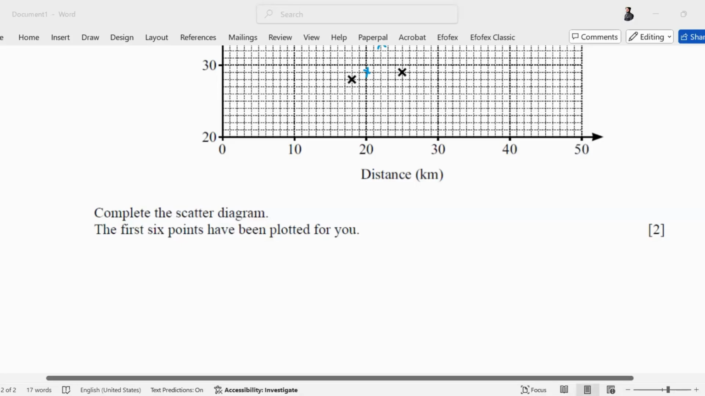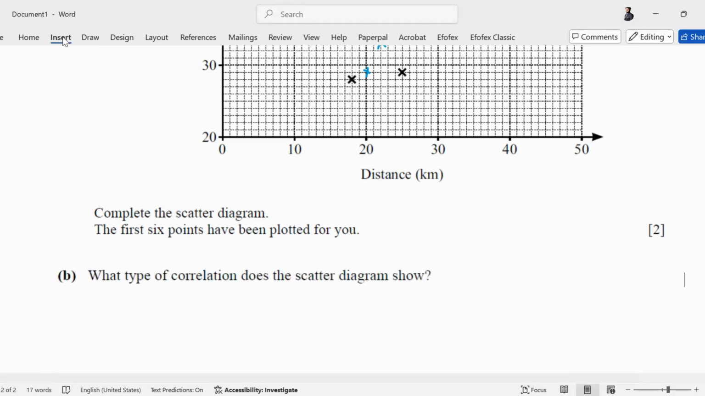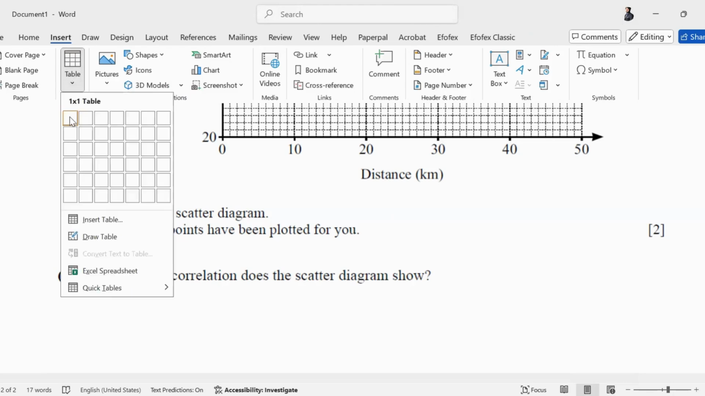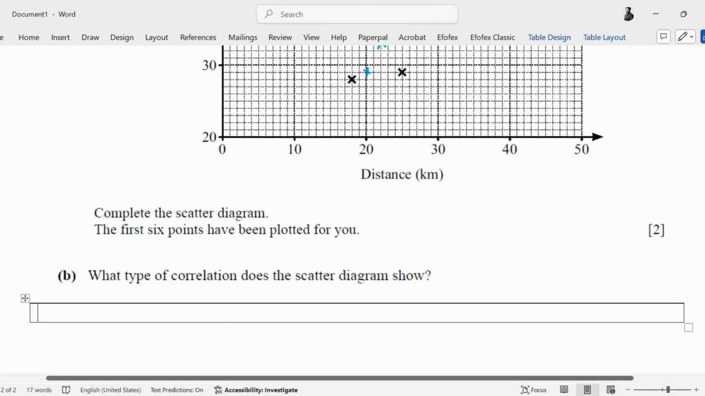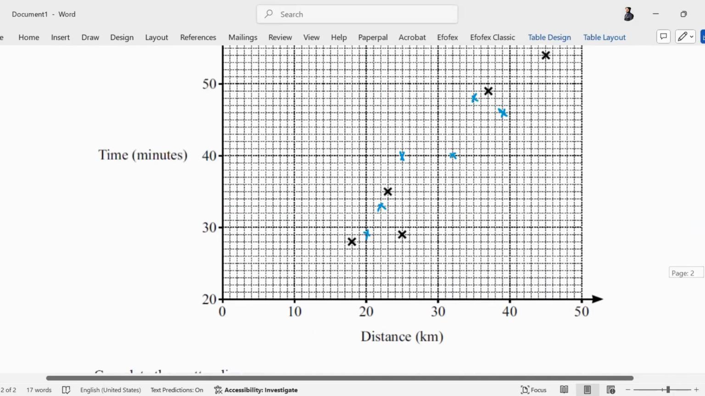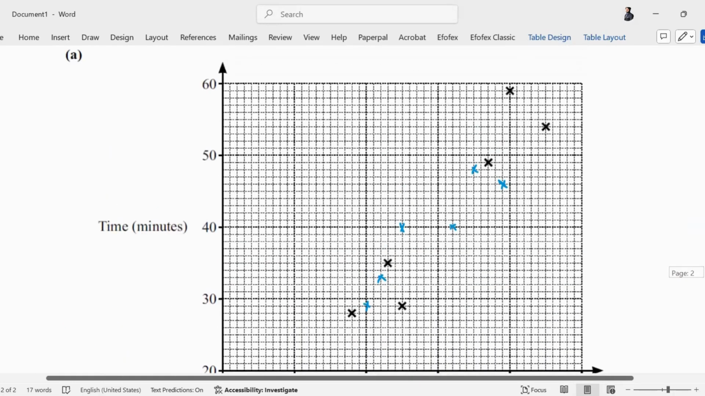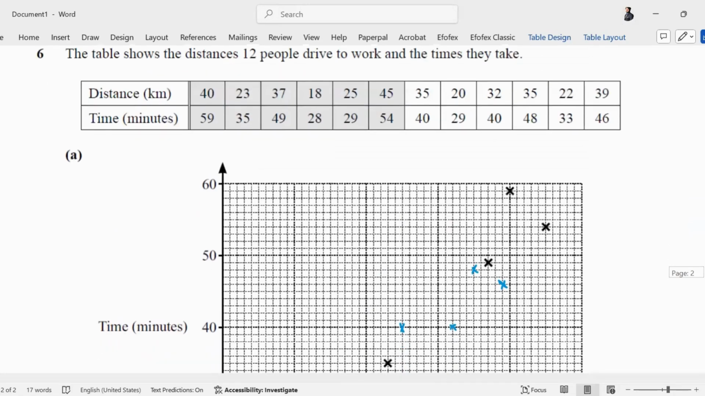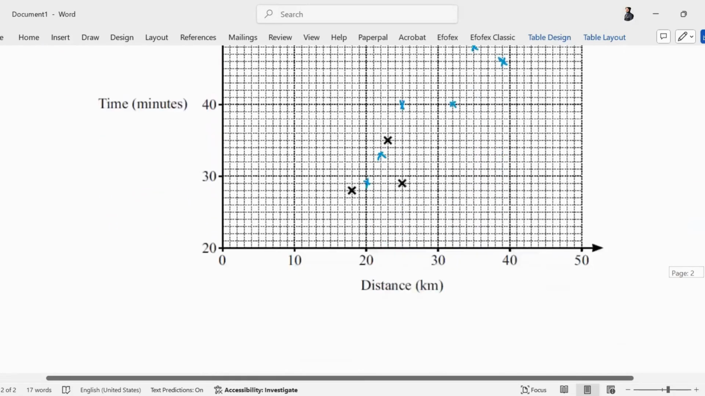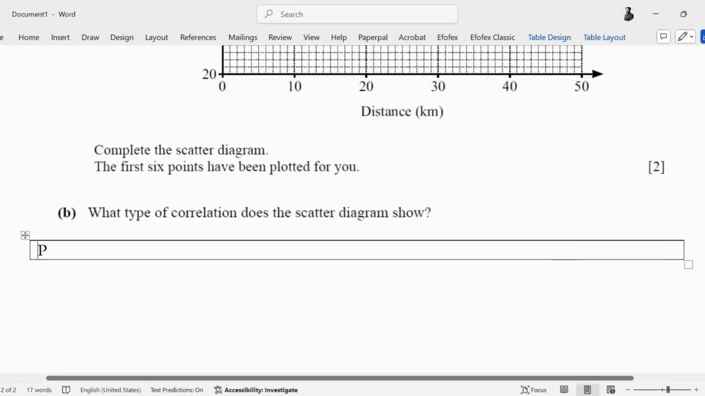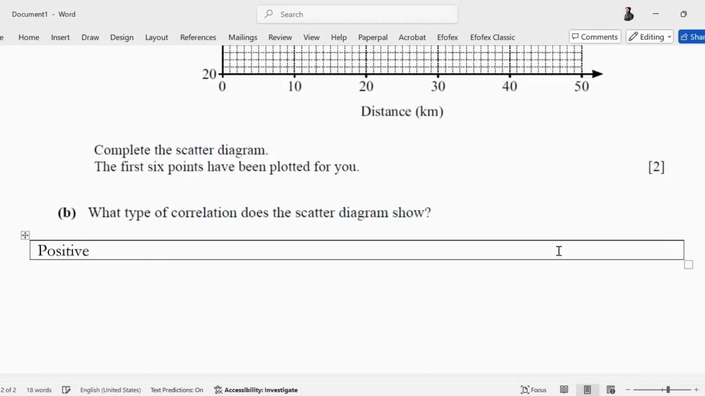Now, the next part is asking us the type of correlation there is. We can see that as the time, this x quantity, is increasing, the y quantity is also increasing. 3, 4, 5, 6, just making sure. So we can say that this is a positive correlation.